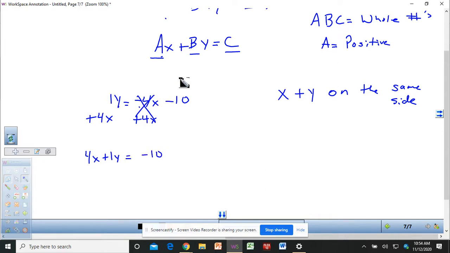So now that we have x and y on the same side, we have to look, are A, B, and C whole numbers, meaning the numbers in front of x, the numbers in front of y, and the number at the end? So this number, and this number, are those three whole numbers, meaning they are not fractions or decimals? Yes. So then I look at the next part. That one is what we look at first. This is what we're going to look at second. Is A positive? This number right here, is this a positive number? Yes, that is positive. So my answer would be 4x plus 1y equals negative 10. Yes, I can put that in standard form. That is standard form. So I would answer yes. There it is.